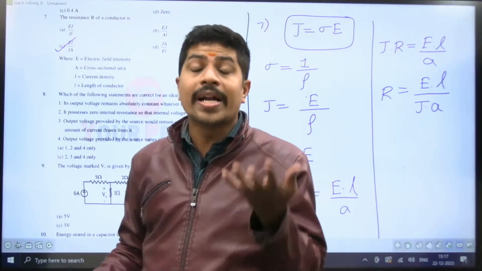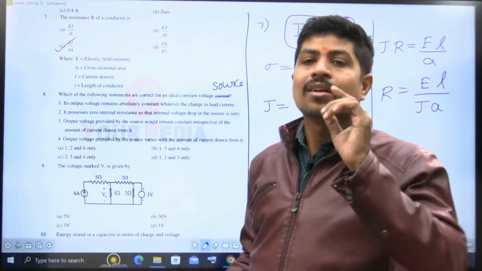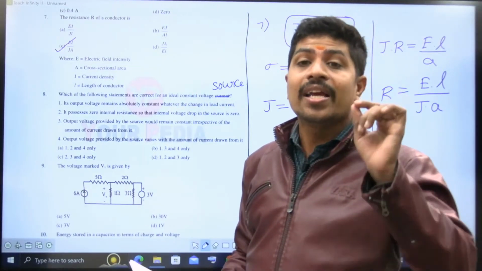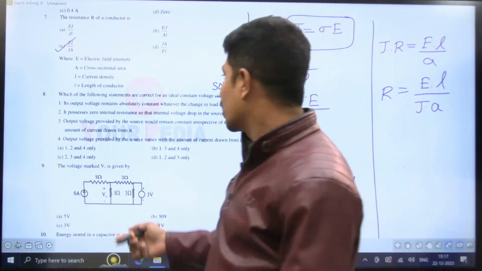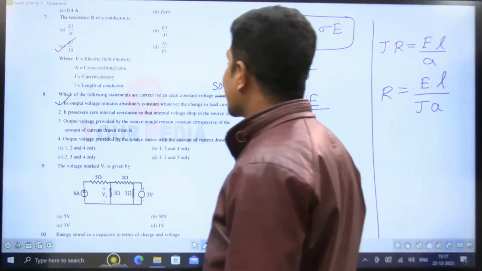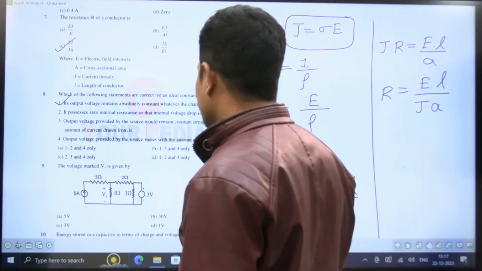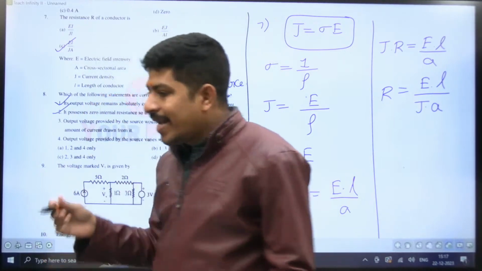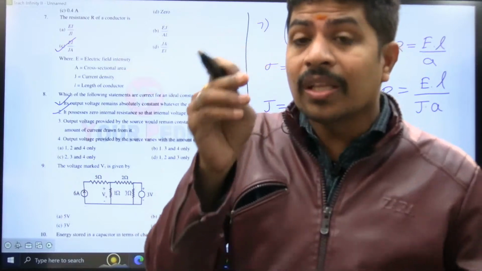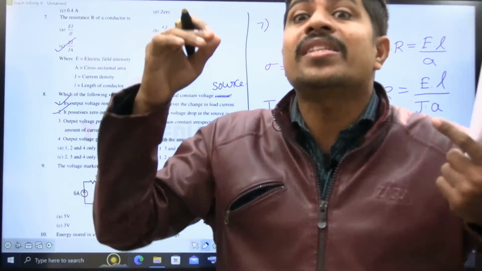Yes, that is an ideal voltage source. Irrespective of the current the load is taking, the output voltage of an ideal voltage source will remain the same. Why? Because the ideal voltage source's internal impedance is 0. Statement 1 is perfectly correct. I am reading each statement. Second statement: it possesses zero internal resistance, so the internal voltage drop in the source is 0. Obviously, the ideal voltage source's internal resistance is 0. That's why the drop in the voltage source is 0, and irrespective of load current, the output voltage remains the same.